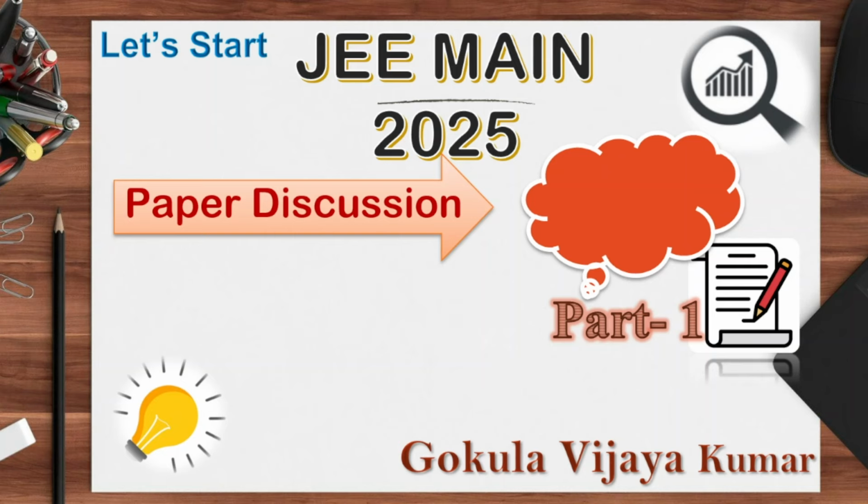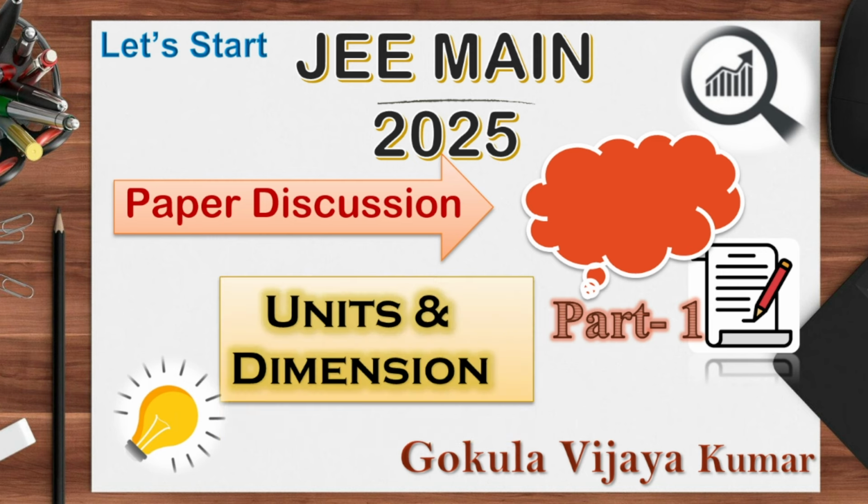Hello students, today we're going to discuss JEE Main 2025 questions from the chapter Units and Dimensions, January attempt, that is attempt number 1. We divided this chapter into two parts. Today we're going to see the first part.